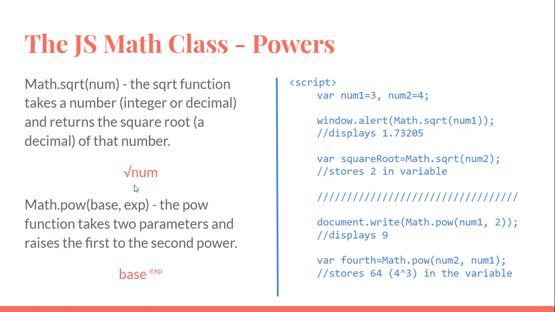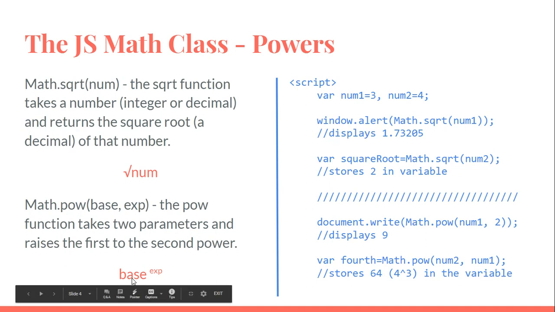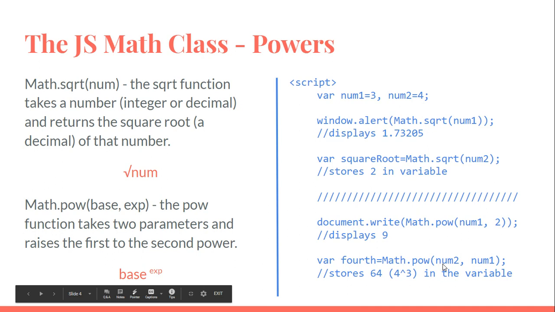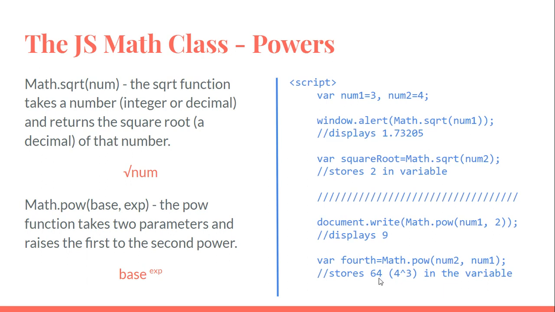The second function we'll talk about is Math.pow. It takes two parameters. Notice how they're separated by a comma. So it's going to take two numbers. It's going to take a base and it's going to take an exponent. And what we're going to do is raise the base to the exponent power. So if I write Math.pow(num1, 2), that's 3 to the second power. That's 3 squared, which is 9. So this is going to display 9. And if I do Math.pow(num2, num1), that's 4 to the third power, which stores 64 inside of the variable.